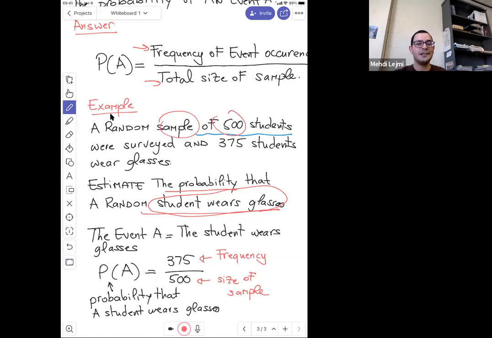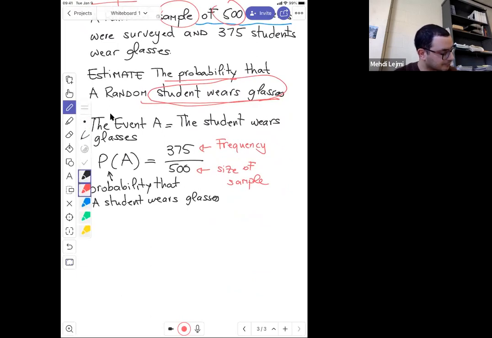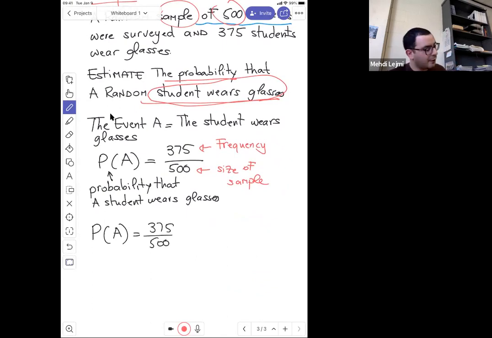Okay. Now we need to divide the 375 by 500. So P of A is equal to 375 over 500, and that will be equal to 0.75. When you divide 375 by 500 with your calculator, you're going to get 0.75. Now, you want to convert this to a percentage.